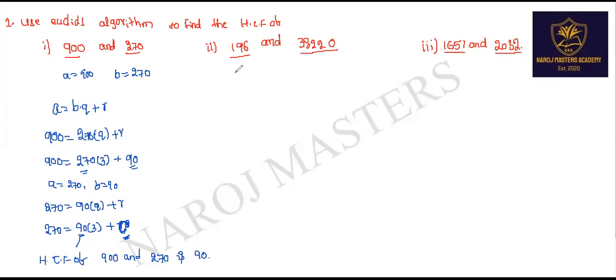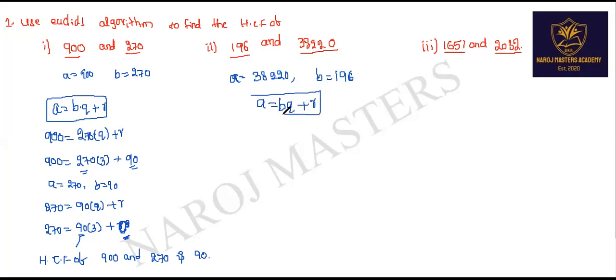Now look at this second one. Which one is greater here? So the greater value is 38,220. So write A is equal to 38,220 and B is equal to 196. Now substituting in Euclid's algorithm formula, A is equal to BQ plus R. Here A is equal to 38220. That is equal to 196 into Q plus R.